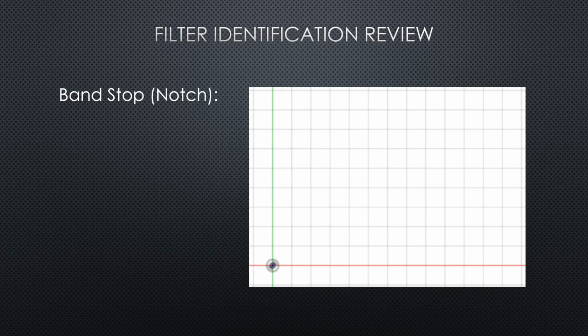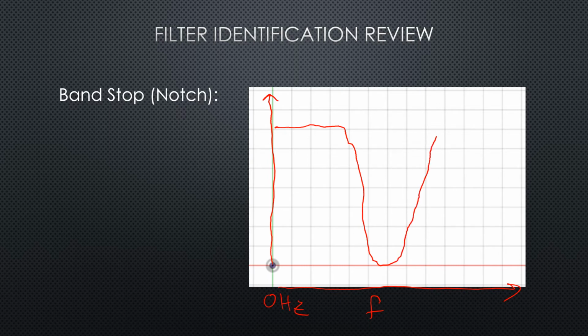Right here is our band stop or notch, 0 hertz. Frequency increases left to right. We've got our gain, amplitude, and our notch output is going to look like this. At lower frequencies, we're going to have output, and then at a specific band of frequencies, we're going to be attenuated, and then our high frequencies are going to be at the output.